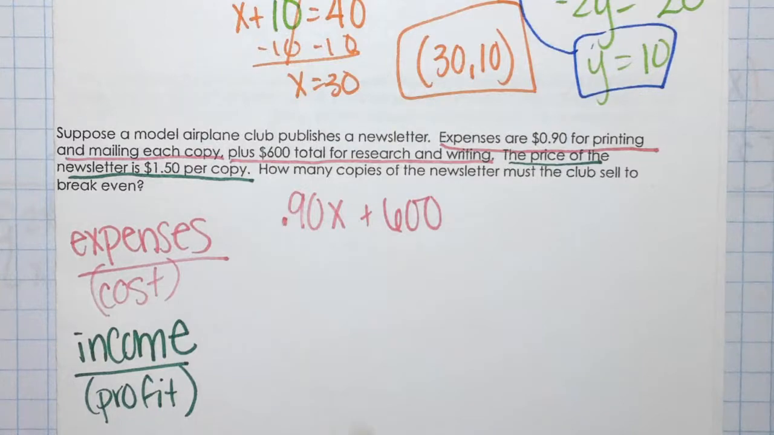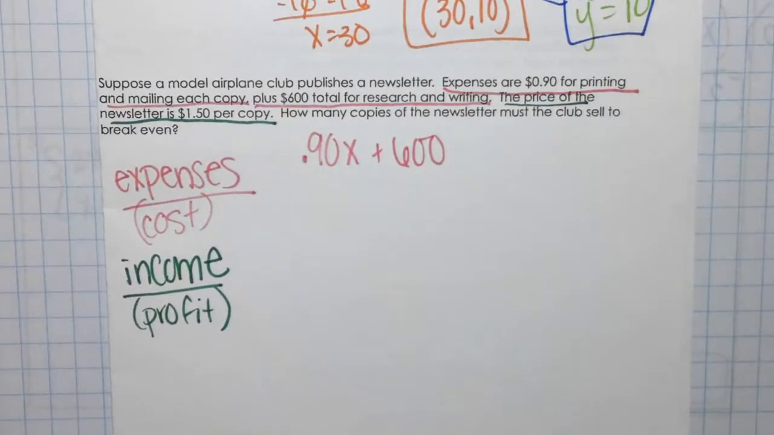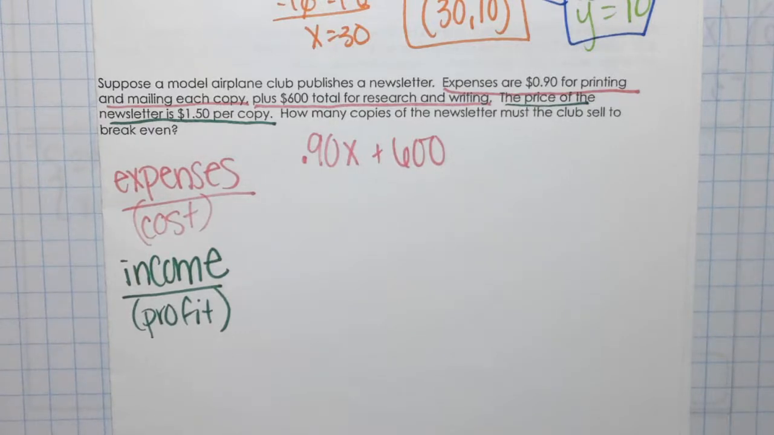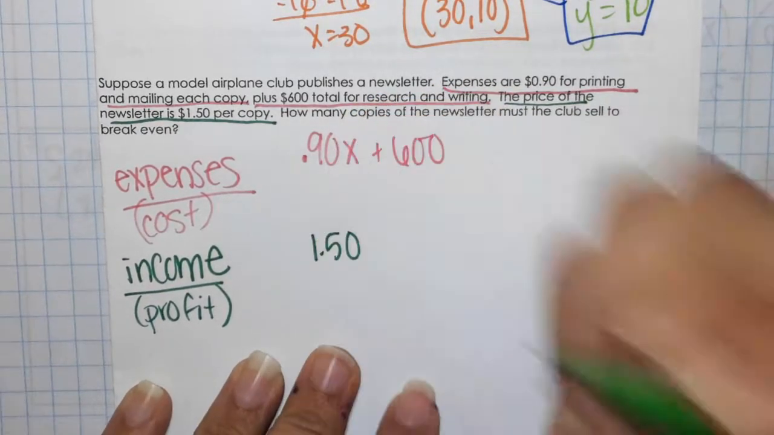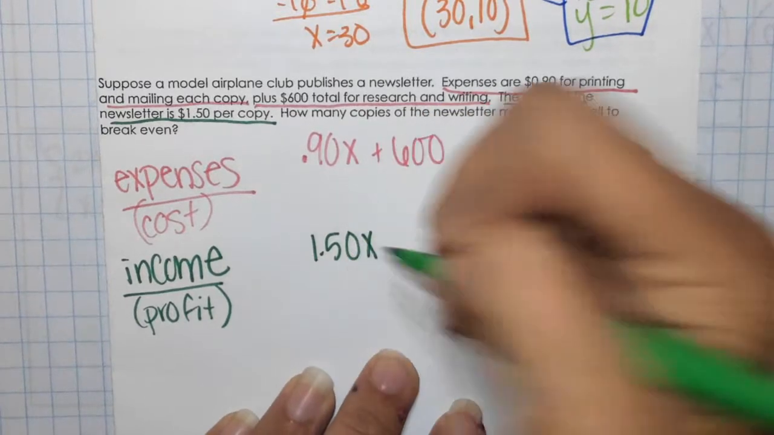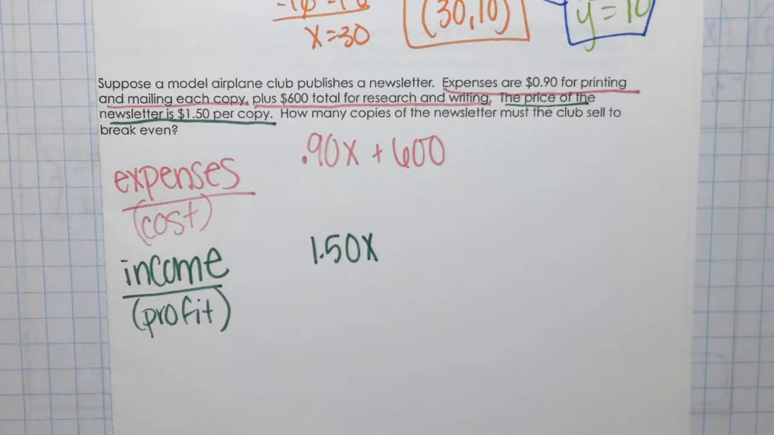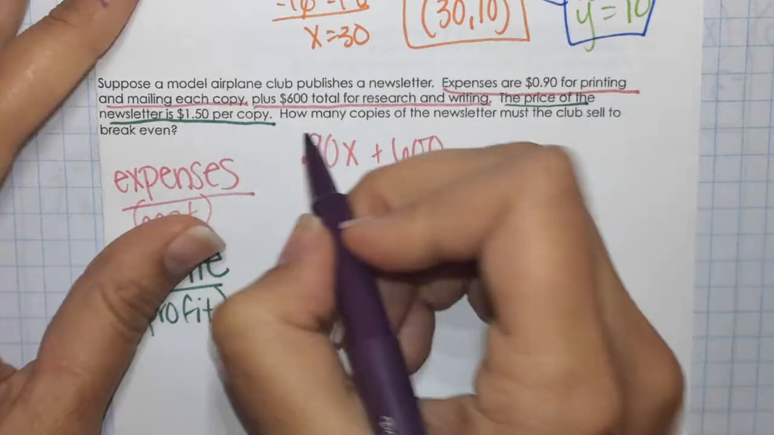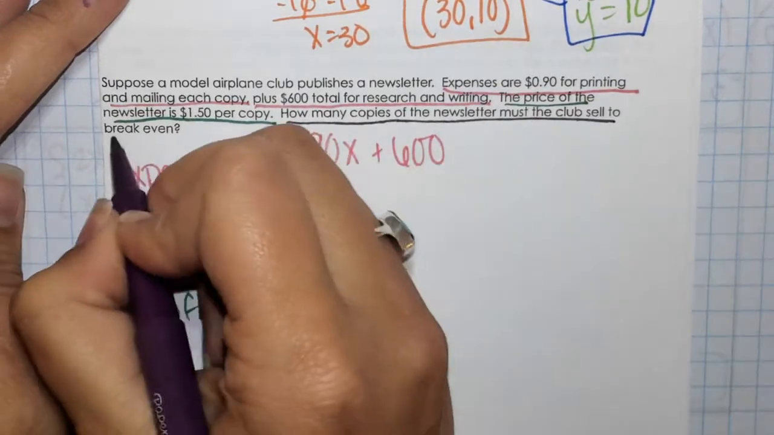Now, how would we write an expression for our income? I know, but let's think before we speak, or I'm going to start charging. How much money are we making per copy? Oh, 1.50. So what are we going to do with $1.50? 1.50X. Now, this says, how many copies do they need to break even?